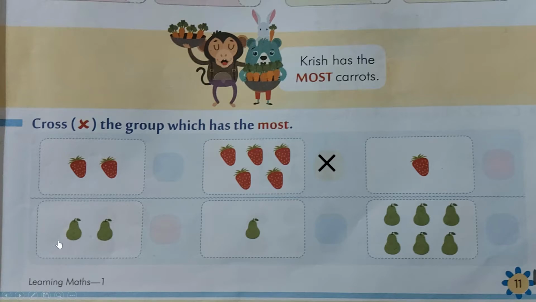And see the next one, children. What are these images, children? Yes, jackfruit. Do you like it? Good. Here 3 groups of jackfruits are there. In the first group there are 2 jackfruits and in the second group there is only 1 jackfruit and in the third group there are 6 jackfruits. So which group has more jackfruits? Yes, third group has more jackfruits. So we have to keep here cross mark. Keep the cross. Understood, children?